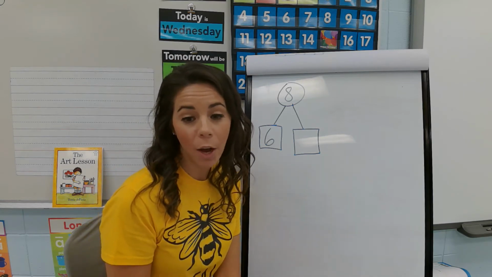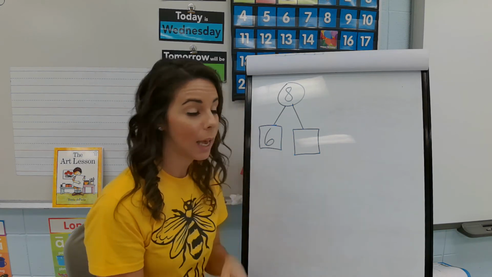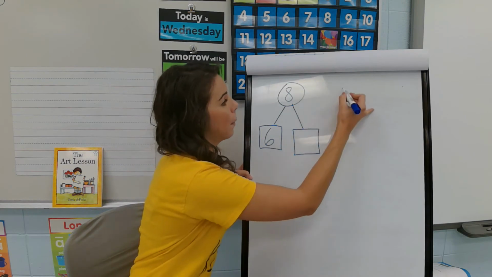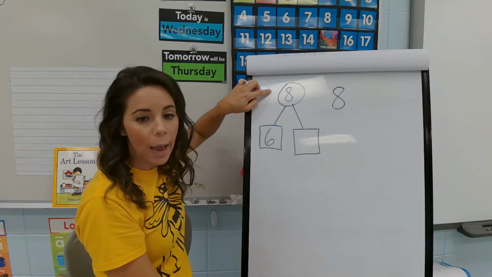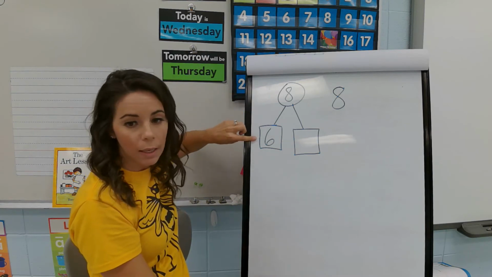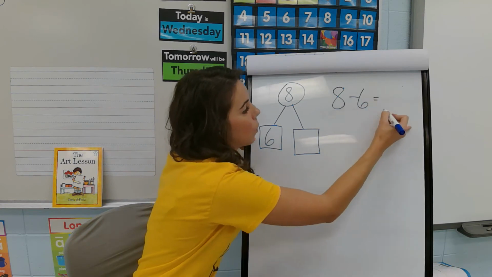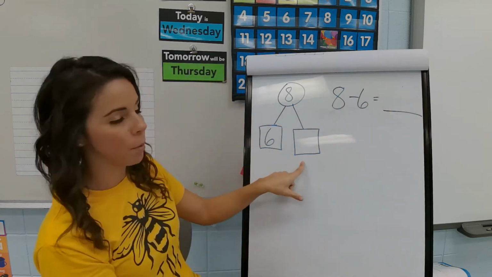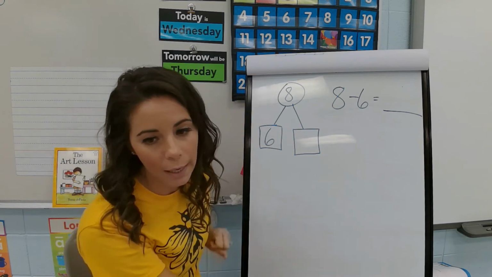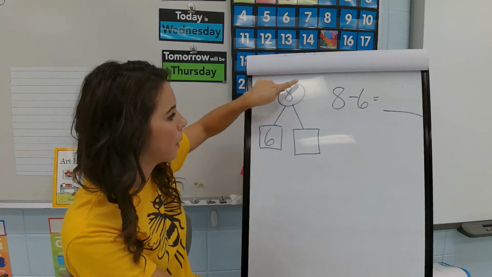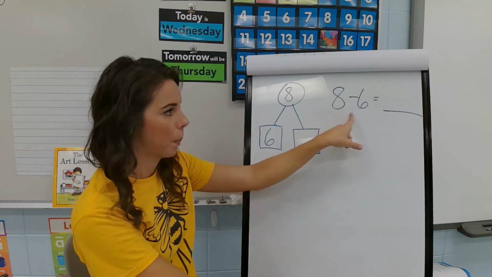So we can solve this 2 ways. Let's look at this together. So my whole number, 8. Let's take away a part. Let's take away 6 to equal our other part. Okay, just like we did our subtraction sentence on our last question. We take our whole number, subtract a part to get our answer.